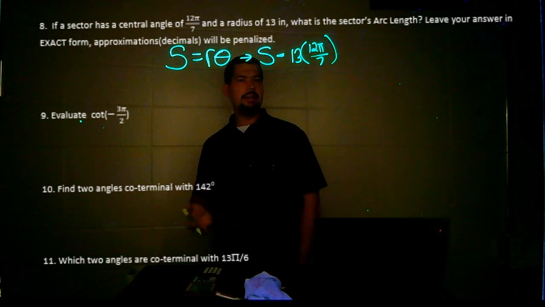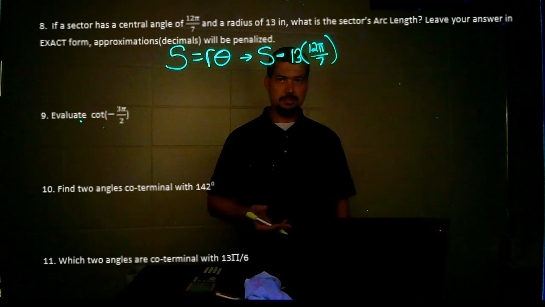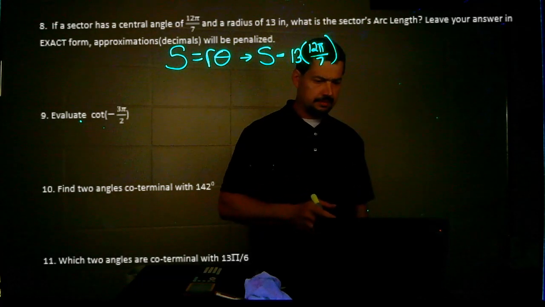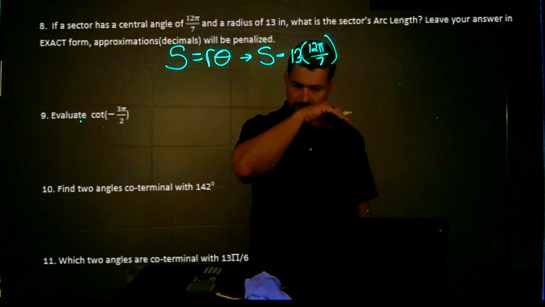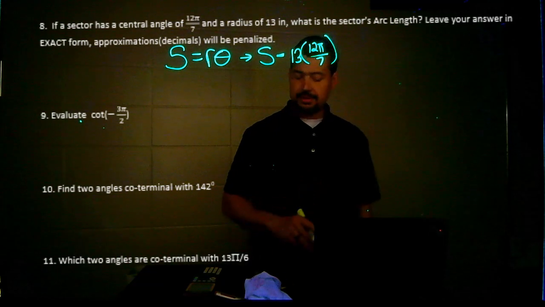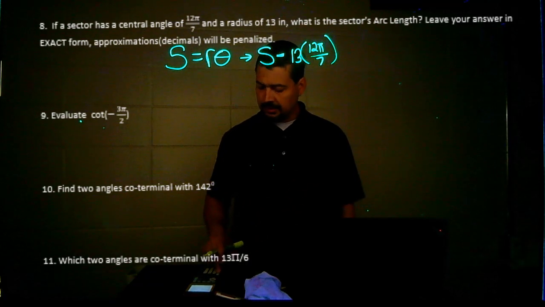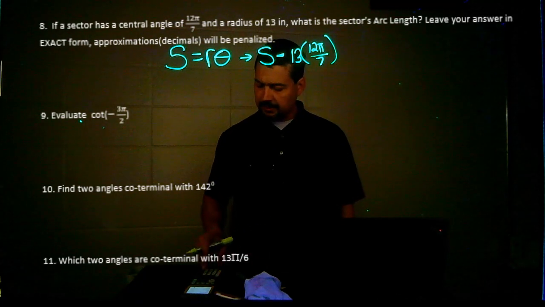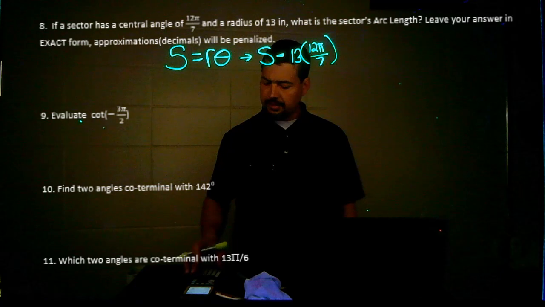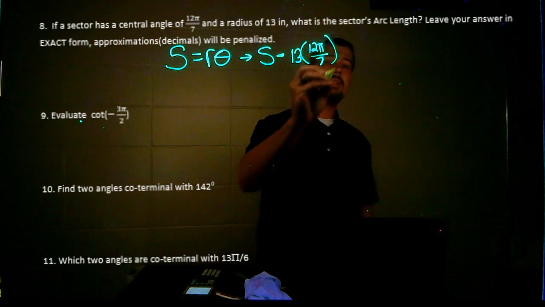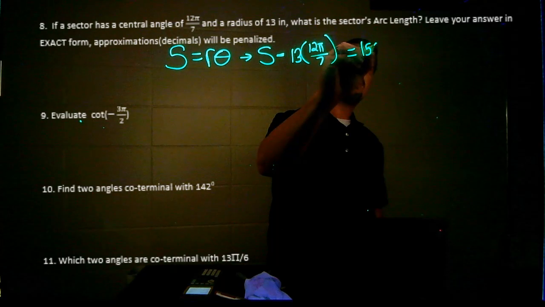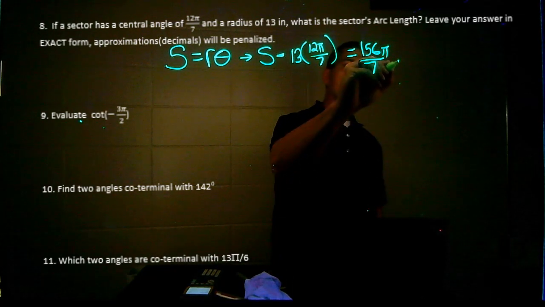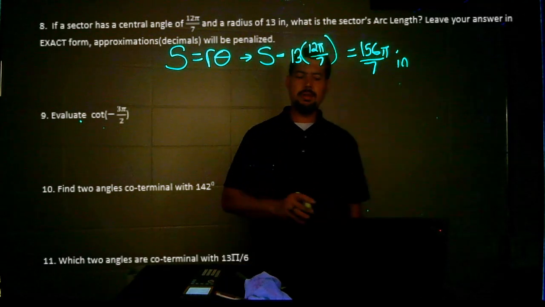Now it says leave your answer in exact form. I'm going to penalize decimals. It's not going to be that hard. You're just going to have to figure out what 13 times 12 is and divide it by 7. So that's what I'm doing. 13 times 12 is 156, divided by 7, and I'm converting the fraction, and it's 156 over 7. Don't forget pi. And that would be in inches, because it is a concept of length, not inches squared, inches.